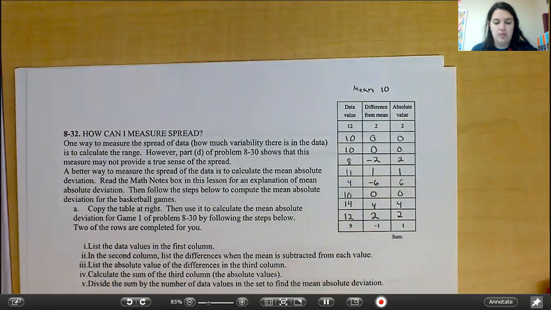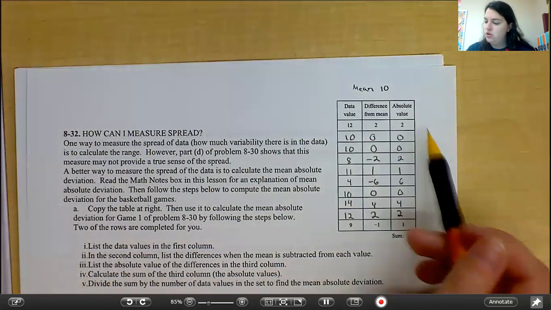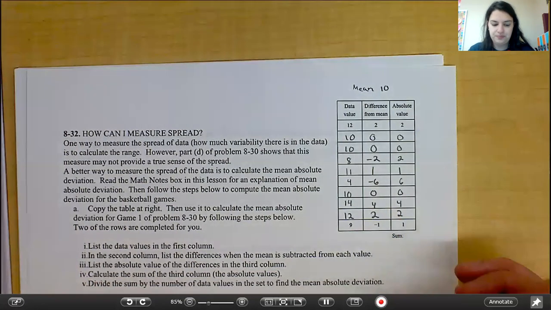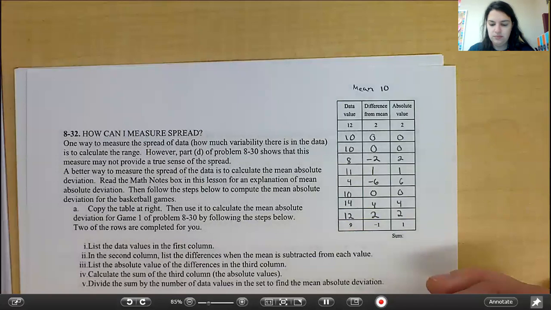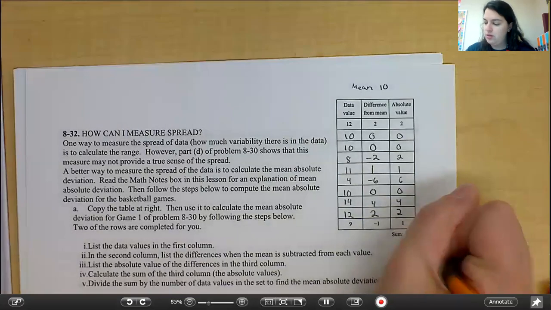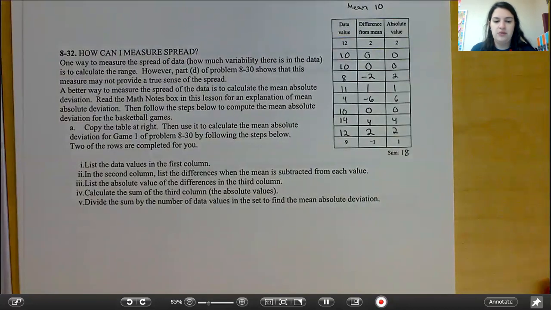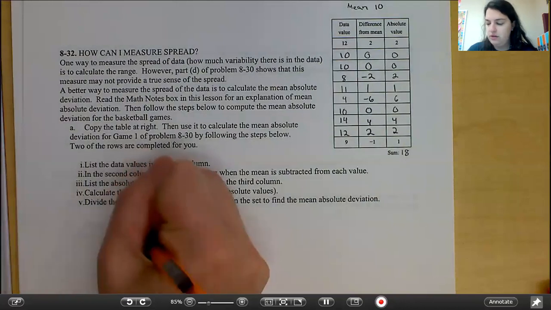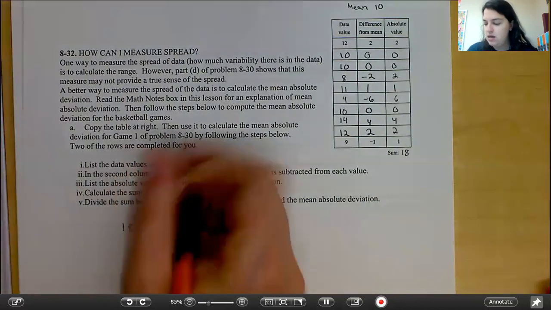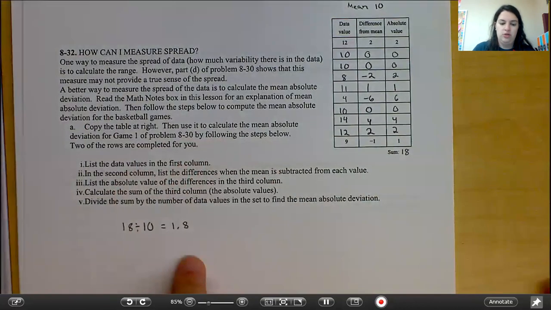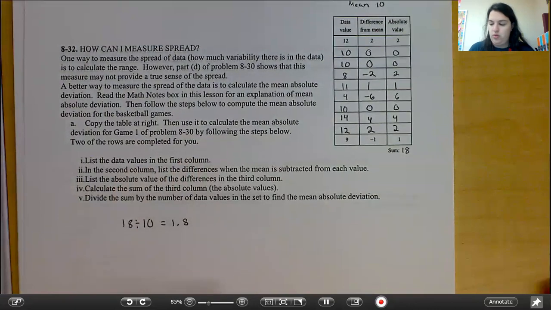Step 4, calculate the sum of the third column, the absolute values. So you're just adding up the absolute values. Go ahead and do that. When you get that, your sum should be 18. Hopefully you have that. And finally, divide the sum by the number of data values in the set to find the mean absolute deviation. So we have 18 divided by, there are 10 values in the set. That would be 1.8. So that means your mean absolute deviation is 1.8.